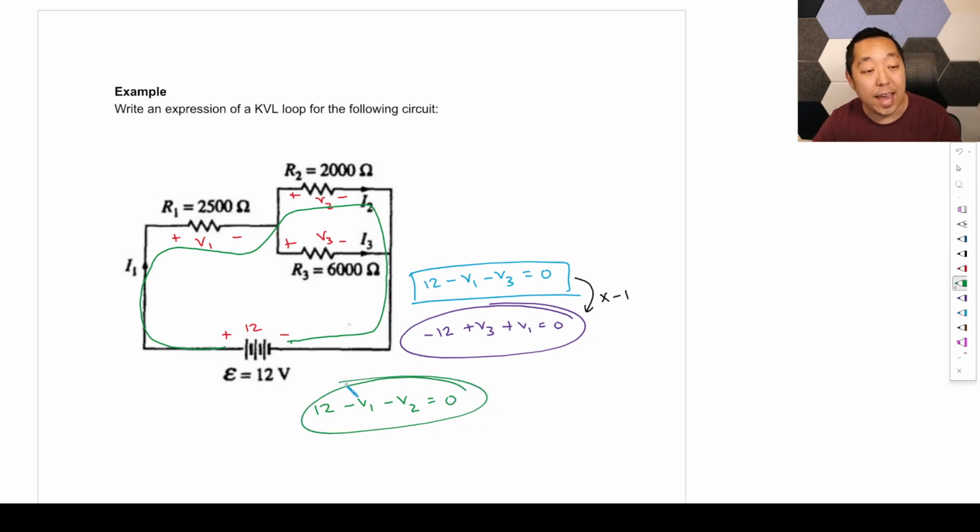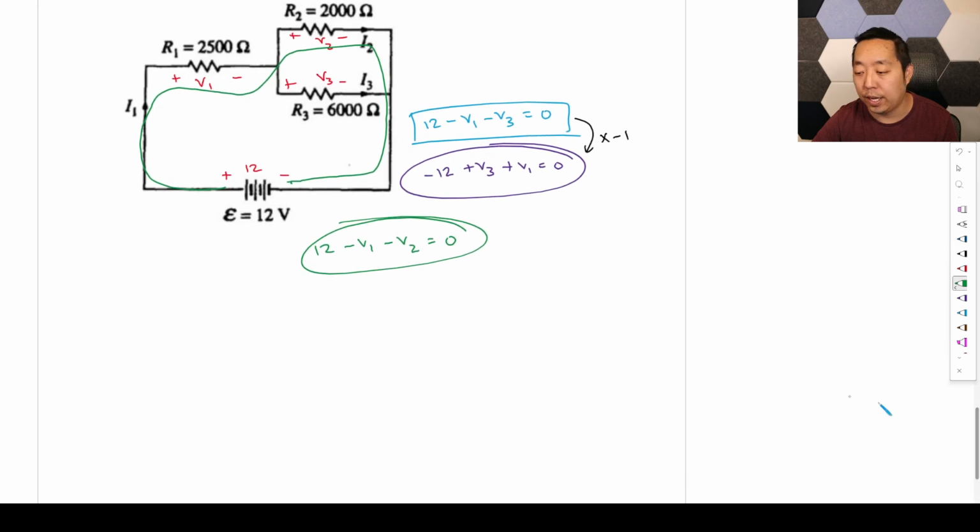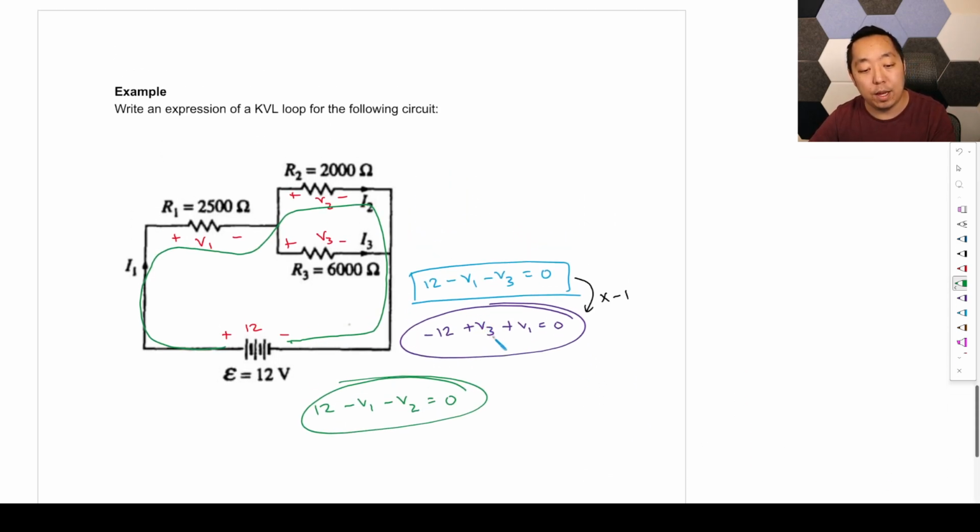Okay, so that is simply how you do KVL. Those are the equations for KVL, adding up the voltages like that. Okay, that's what the KVL law is: that the sum of them will equal 0.